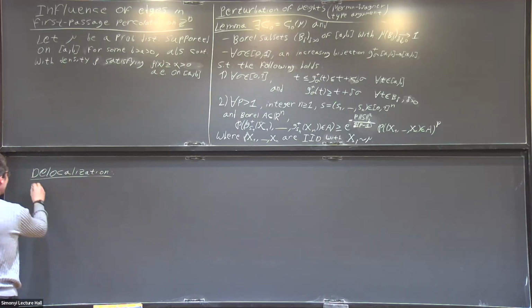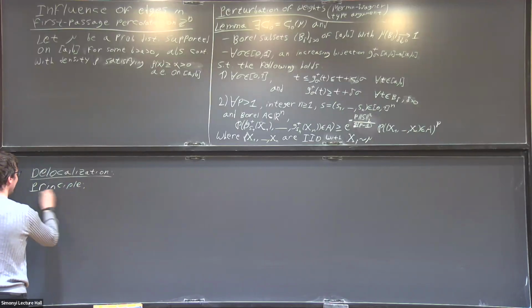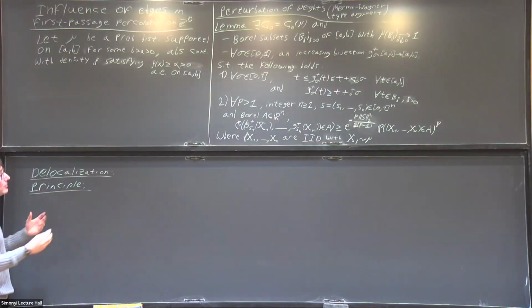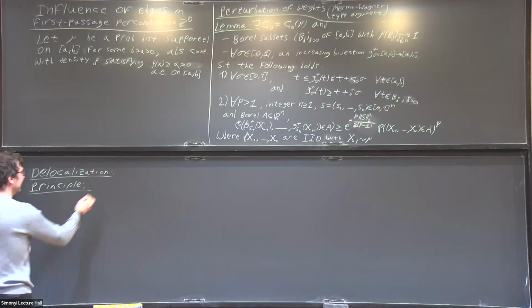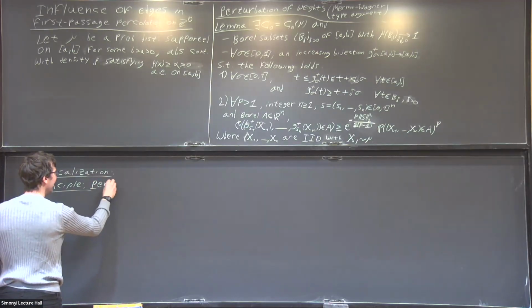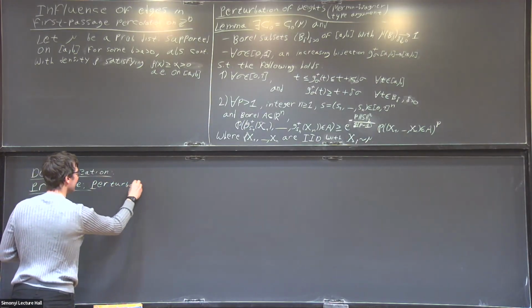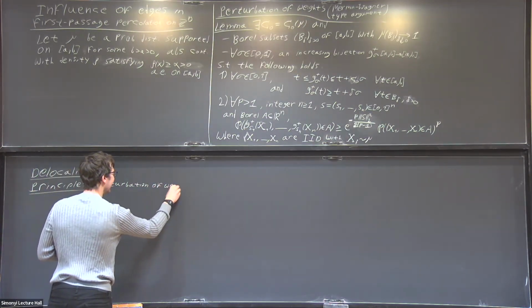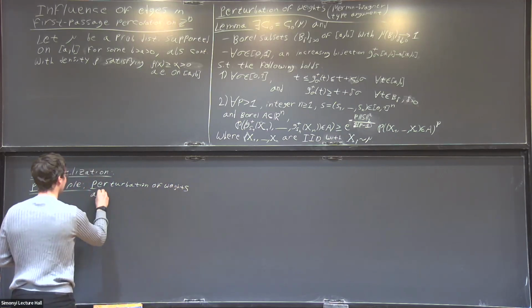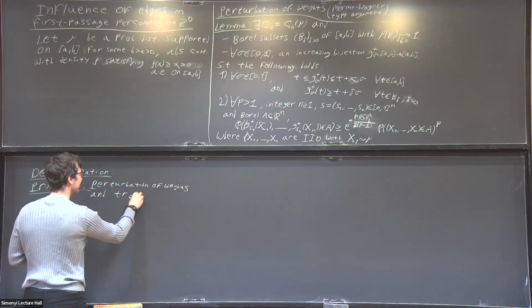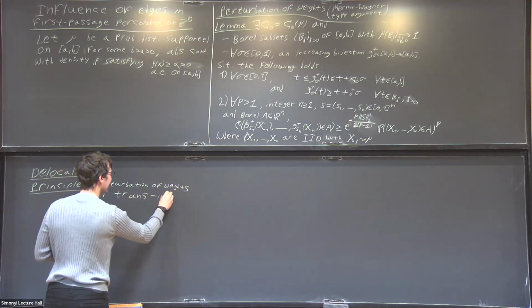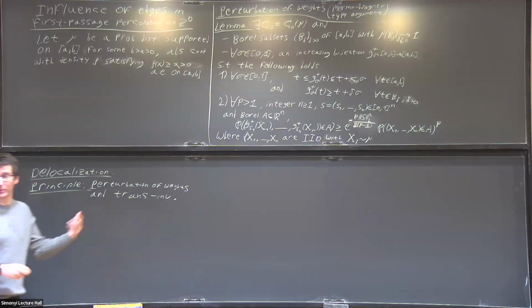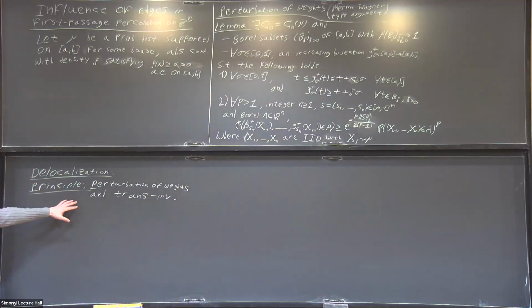Let me just give a principle. The principle that we're using for that was previously used in other forms, maybe weaker than ours. The principle is to use a perturbation of the weights and translation invariance. This is very rough. And now we will see how these two ideas indeed give us the result: perturbation of weights and translation invariance.